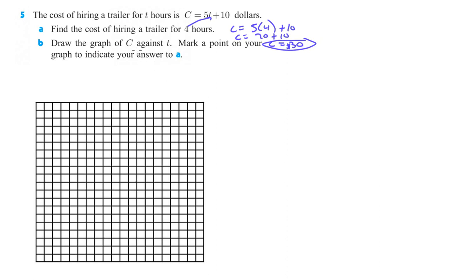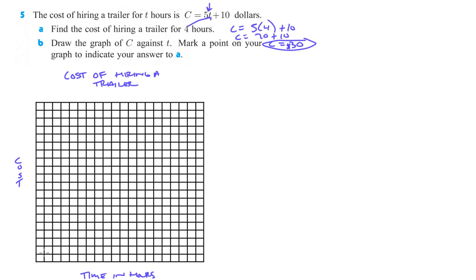Draw the graph of C against T. Mark a point on your graph to indicate your answer to A. So let's see this here. Our X is always going to be this number here. So that's going to be our time in hours, right? So time in hours, and then this is going to be our cost, right? And again, this is usually a good idea to just give your graph, whatever graph you're doing, I always try to give it a title. It's just a really good habit to get in, especially those that are going to test an IB. But nothing fancy. Cost of hiring a trailer works just fine.